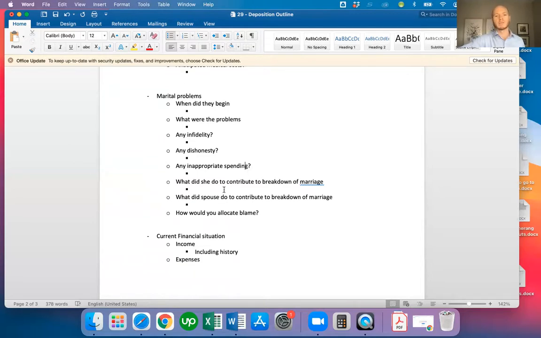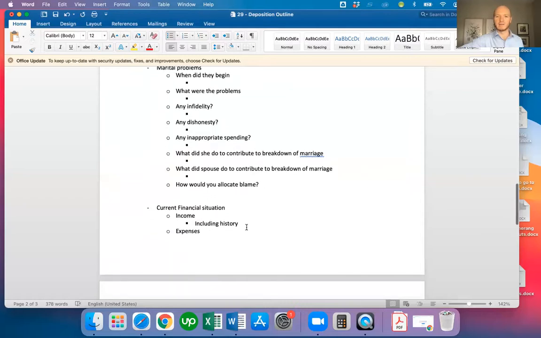You want to know what each party did to contribute to the breakdown of the marriage, and how you would allocate blame, whether they think they're more responsible for the divorce. Usually people don't say that. Usually they say it's either equally responsible or their spouse is more responsible. But you want to know all of that in advance.